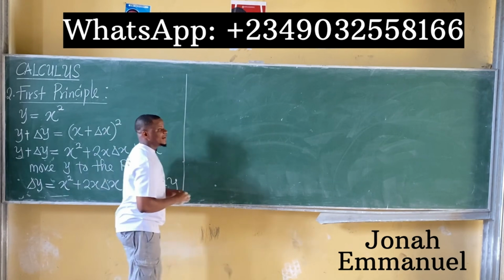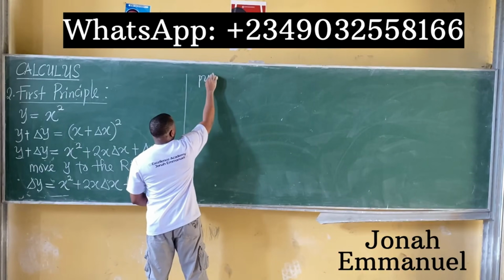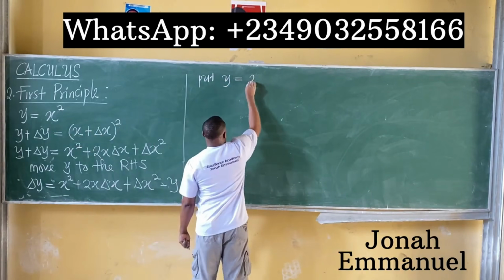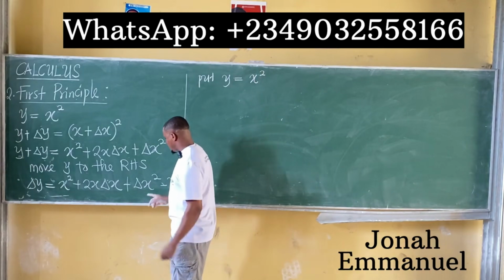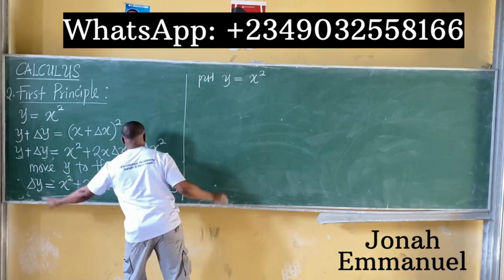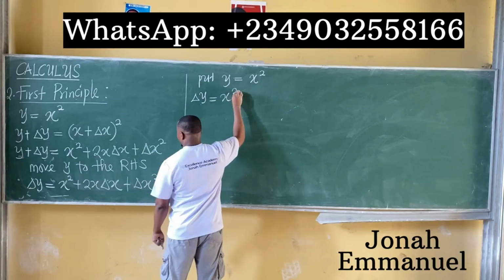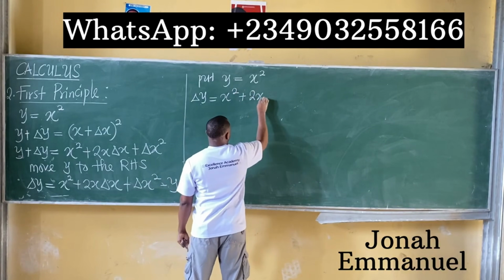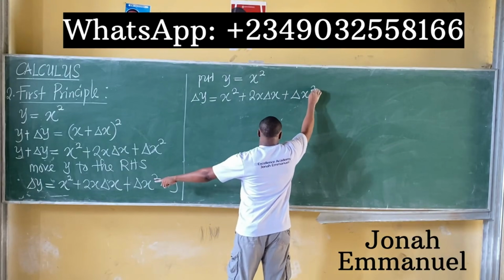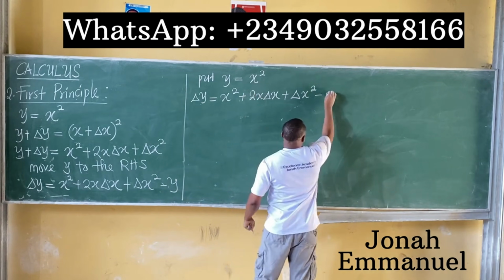What's next? My next step now is to substitute y. What's the value of y here? Y is x squared. Please, this y here becomes x squared from the question. So what do I have here? Change in y is equal to x squared plus 2x change in x plus change in x squared minus y. What's y? X squared.